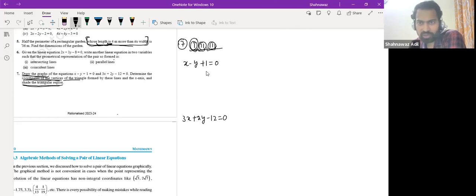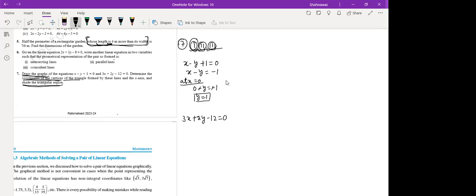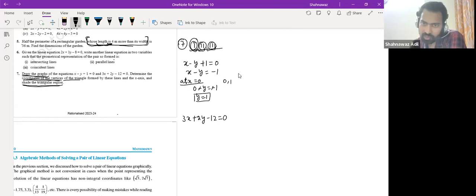So we have to make the graph, right? So we need 2 points for all these equations. So let's say that we are calculating at x equals to 0. So at x equals to 0, this is 0 minus y equals to minus 1. So minus minus cancels and y equals to 1. So what is the first point that I get? 0 and 1, right? So this is the first point.